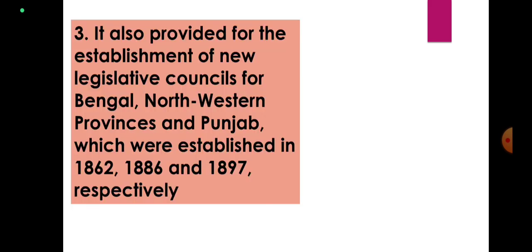Next, it also provided for the establishment of new legislative councils of Bengal, North-Western Provinces and Punjab, which were established in 1862, 1886 and 1897 respectively. So, it provided for the establishment of new legislative councils. Where were the new legislative councils established? Bengal 1862, North-Western Provinces 1886 and Punjab 1897.